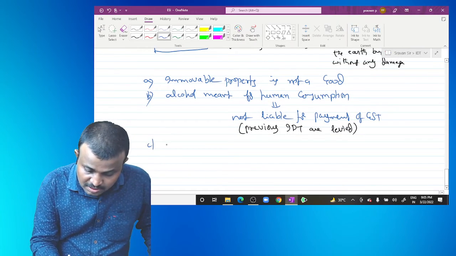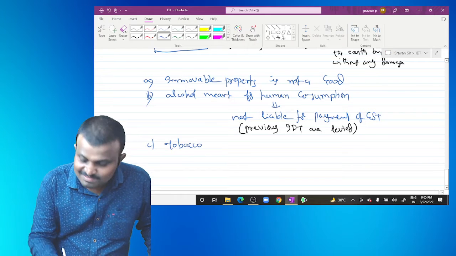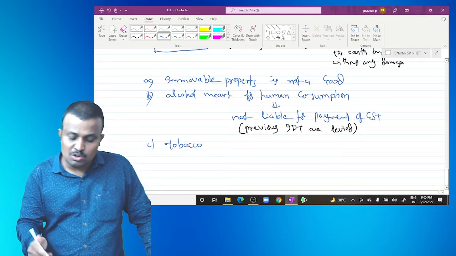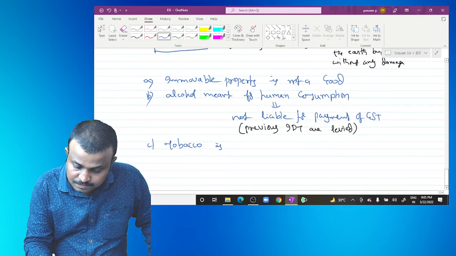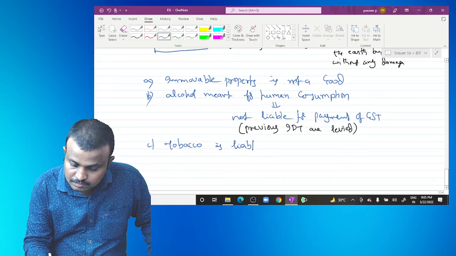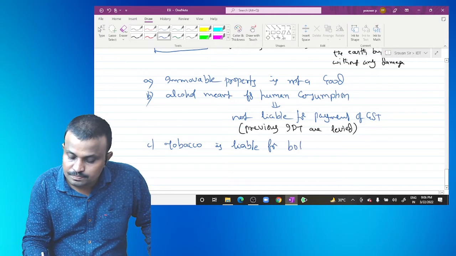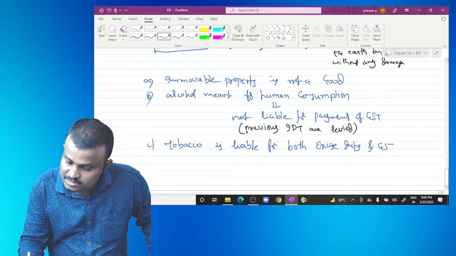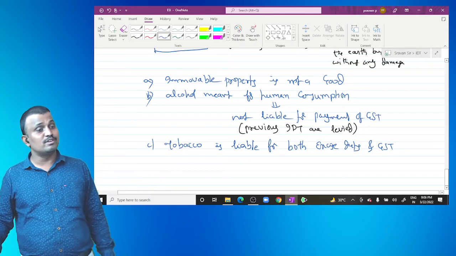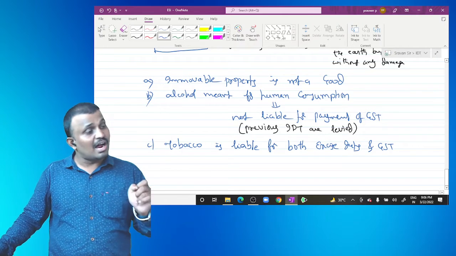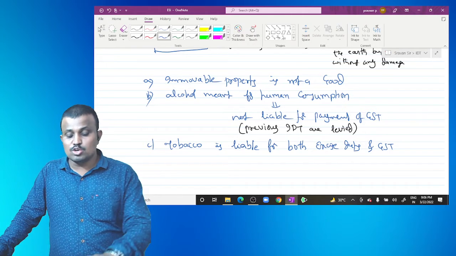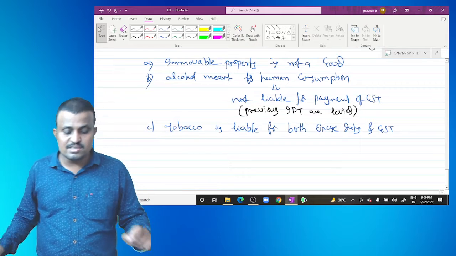Next, another one: tobacco is liable for both excise duty and GST. The only product which is liable for both excise duty, meaning the previous indirect tax, as well as GST is what? Tobacco. So tobacco is liable for both excise duty and GST.